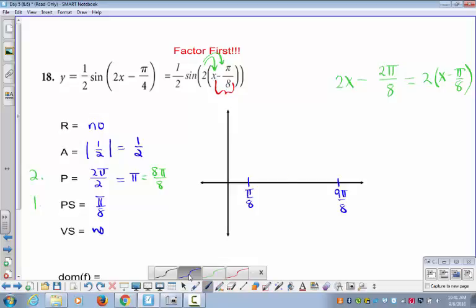And then we have to subdivide this into 4 equal subintervals. So every time we do our graph for a sine or a cosine, we're going to have 4 subintervals of equal width in there.